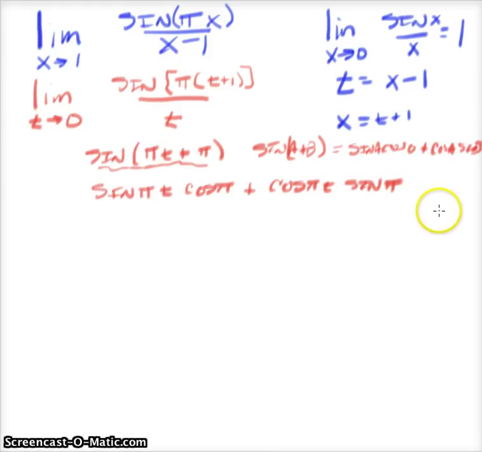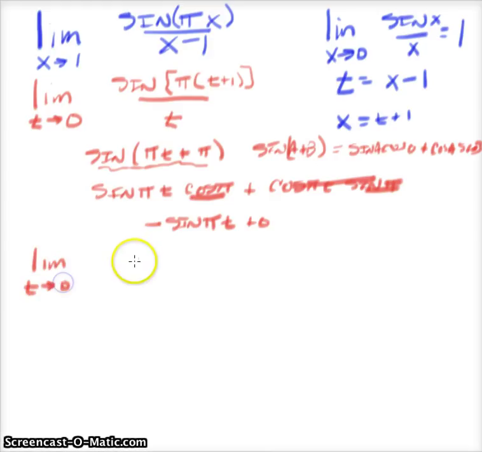Now let's study that for a moment. We know that cosine of pi is negative 1, so this is just negative sine of pi t. And we know also that the sine of pi is 0, so this part is just plus 0. So if we could return to our problem here, now we have the limit as t approaches 0 of negative sine pi t over t. Now this is pretty close to what we're looking for over here. It's close, but it's not exact.